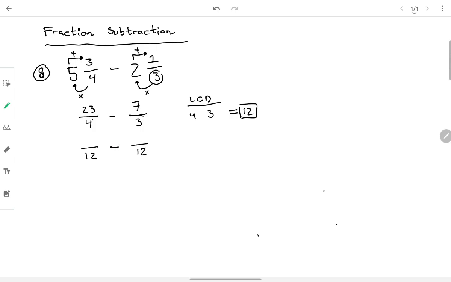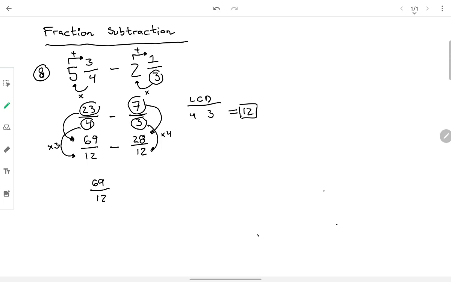In this case, 4 is multiplied by 3 to get 12. 23 needs to also be multiplied by 3. We will get 69 over 12. Then 3 gets multiplied by 4 to get 12, so it's the same. 7 times 4 is 28.